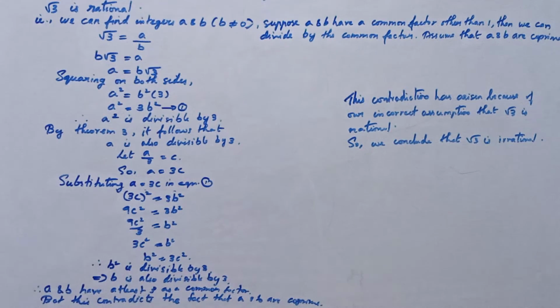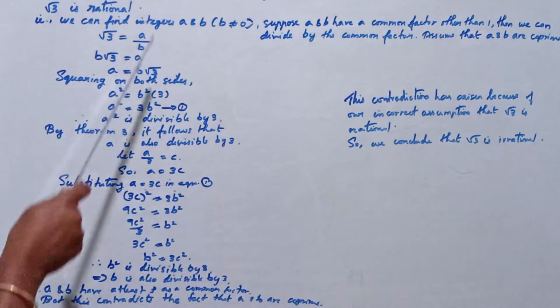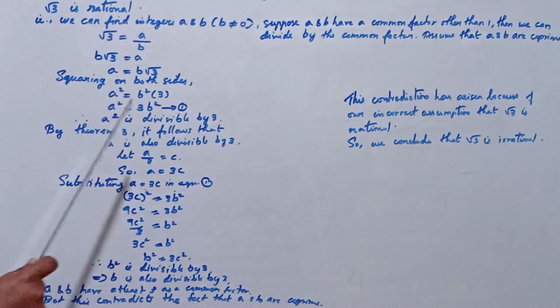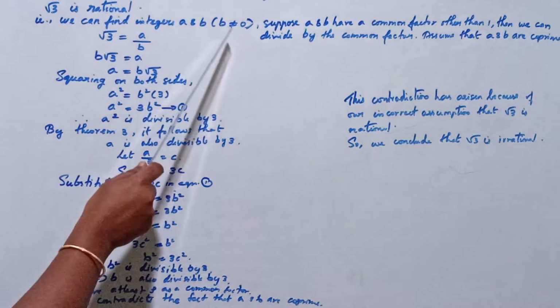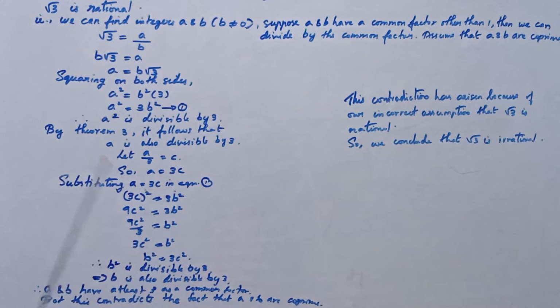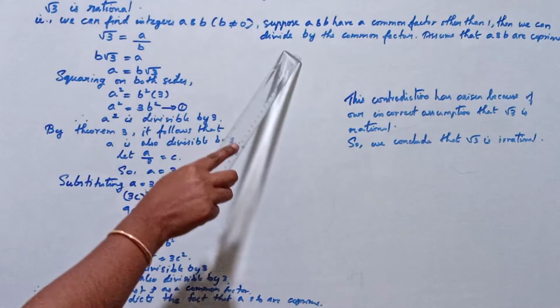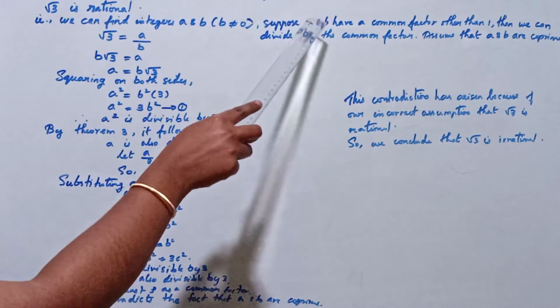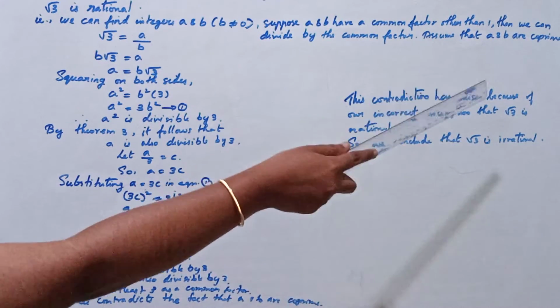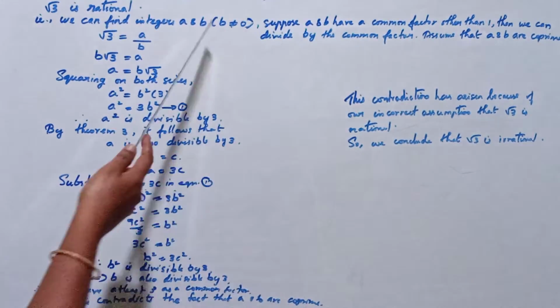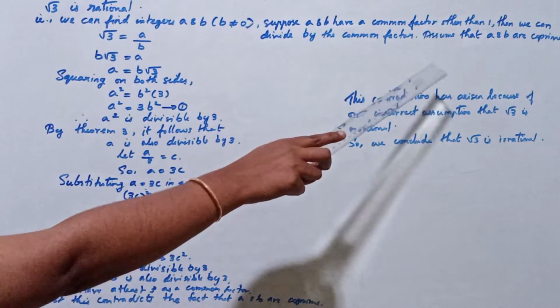A rational number can be written in the form p by q, where q is not equal to 0. The same thing I have done here using integers a and b, where b is not equal to 0. Then one more thing we have to keep in mind: suppose that a and b have a common factor other than 1, then we can divide by the common factor. So assume that a and b are co-prime.